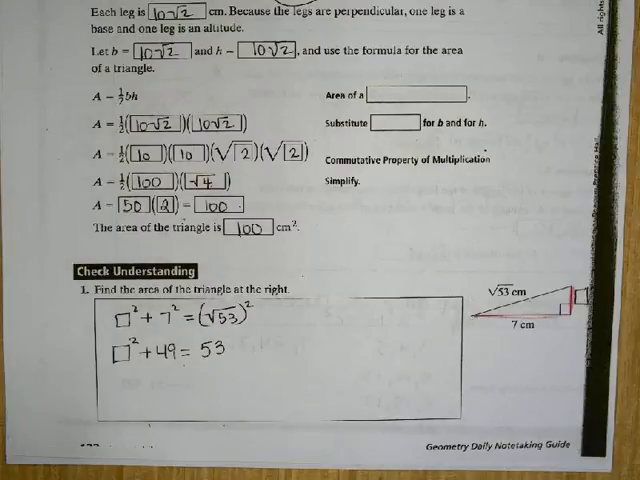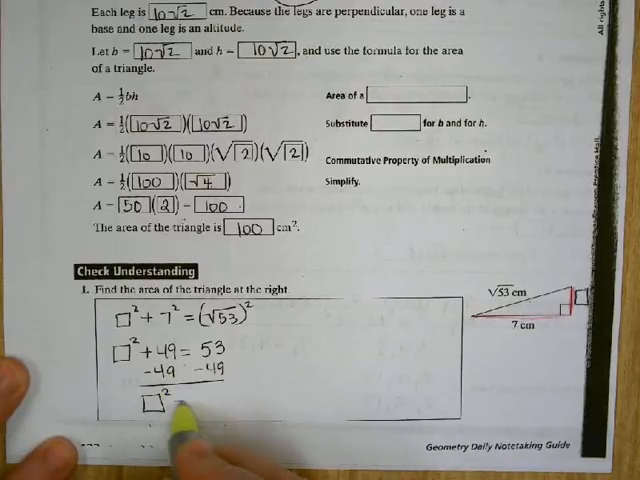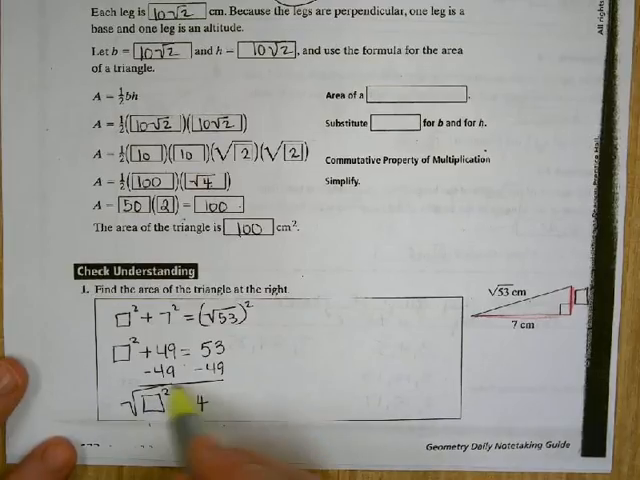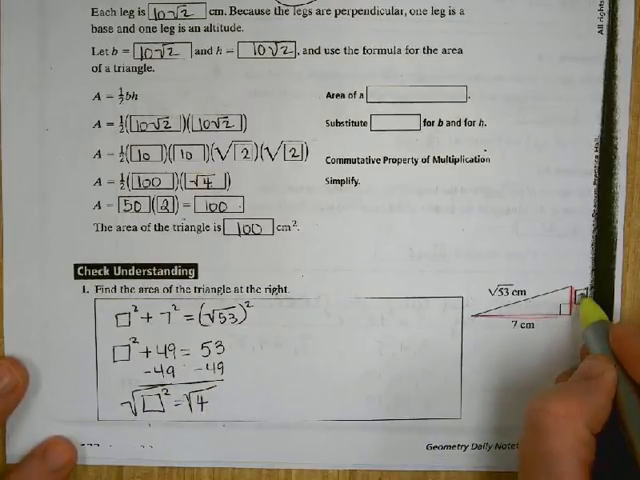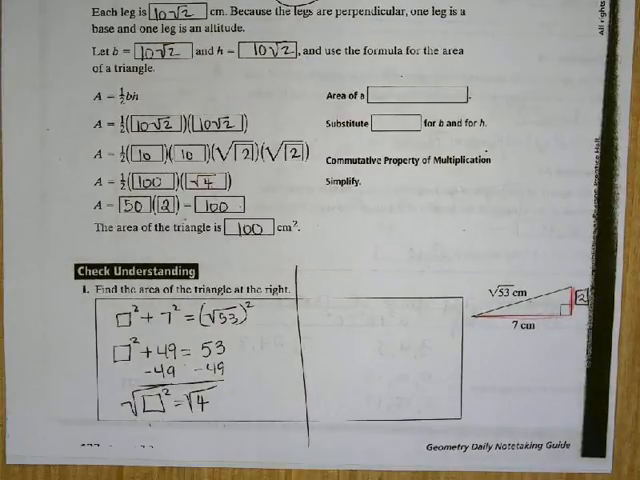What next? Subtract 49. So the box squared is equal to 4. But I don't want the box squared. I just want to know what the box is. So it's 2. Okay, so I figured out that side by using the Pythagorean theorem.